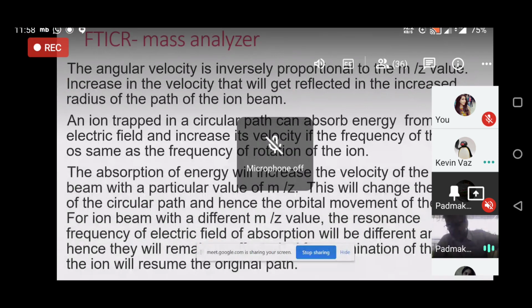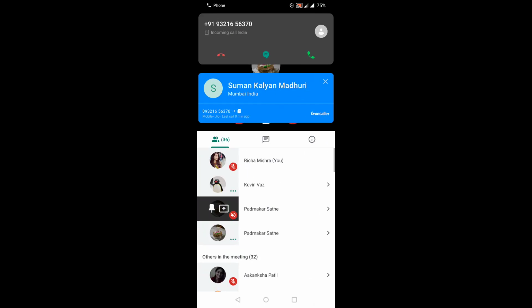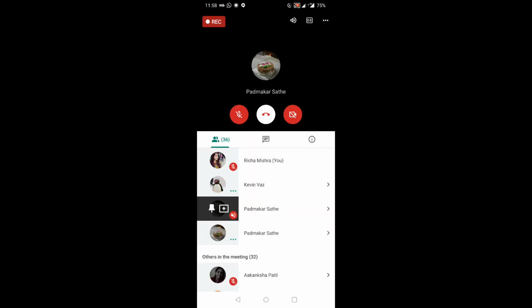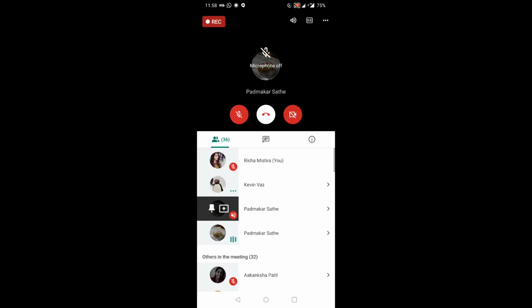They will decide its frequency of rotation. So what will be the frequency of oscillation? It is 2 pi upon omega. Frequency of rotation will be omega upon 2 pi. I'm repeating again what I'm saying.